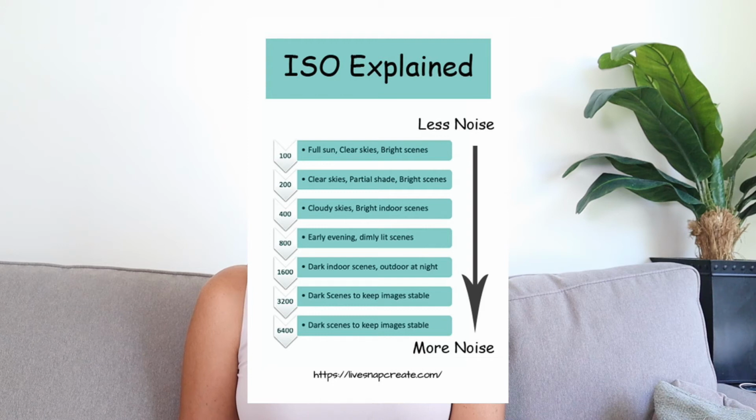1600 is for dark indoor scenes and outdoors at night. And then 6400 is dark scenes to keep images stable. And in those ones, there's going to be a lot of noise in those photographs. Anything above, like I said, anything above 800, you tend to get a lot of noise. So try and keep below there if you can. Obviously, it depends on the photograph that you're taking.